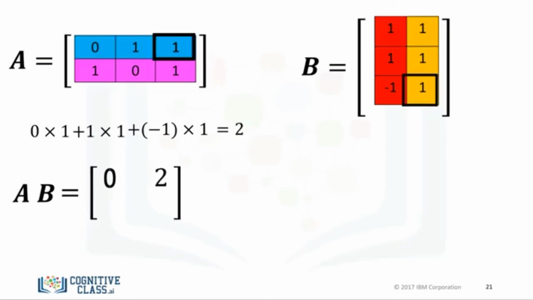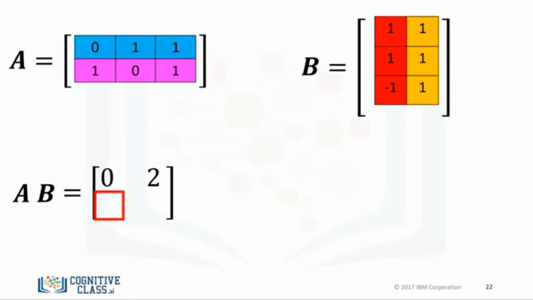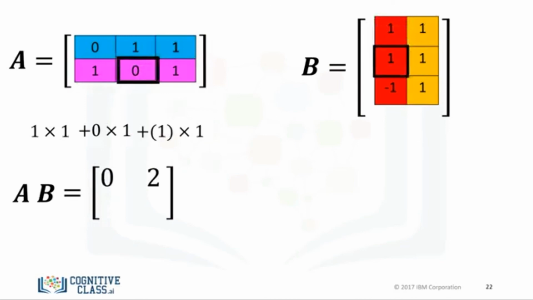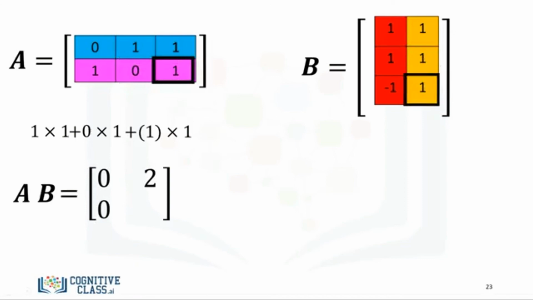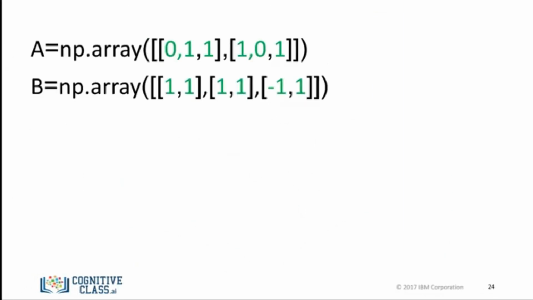The result is 2. For the second row and the first column of the new matrix, we take the dot product of the second row of the matrix A with the first column of matrix B. The result is 0. Finally, for the second row and the second column of the new matrix, we take the dot product of the second row of the matrix A with the second column of matrix B. The result is 2.